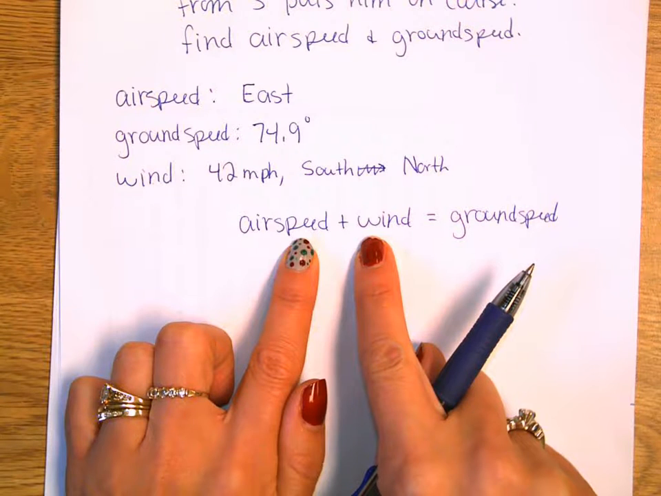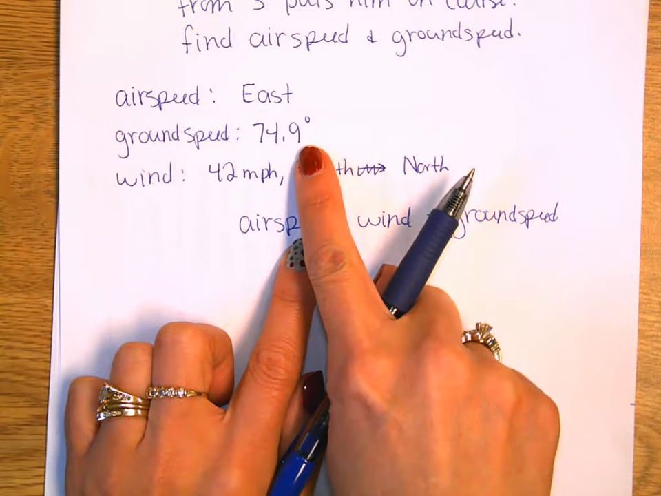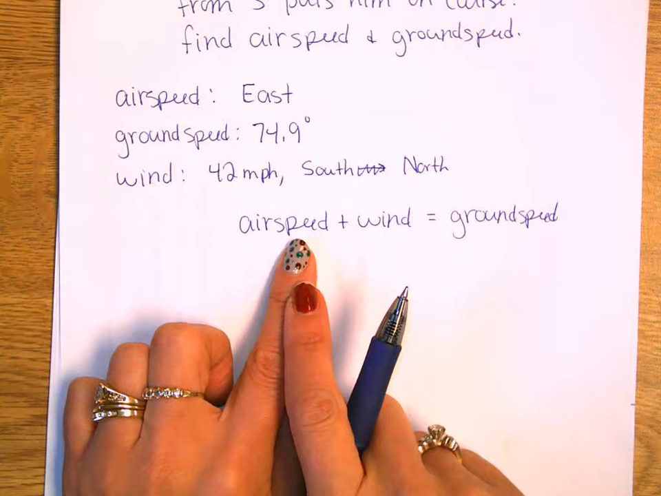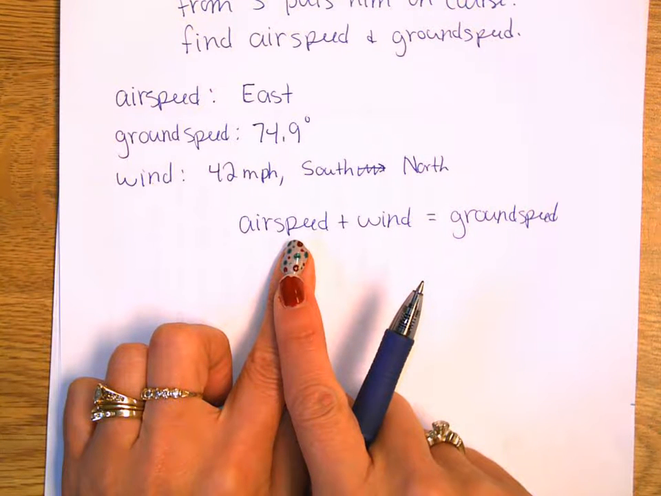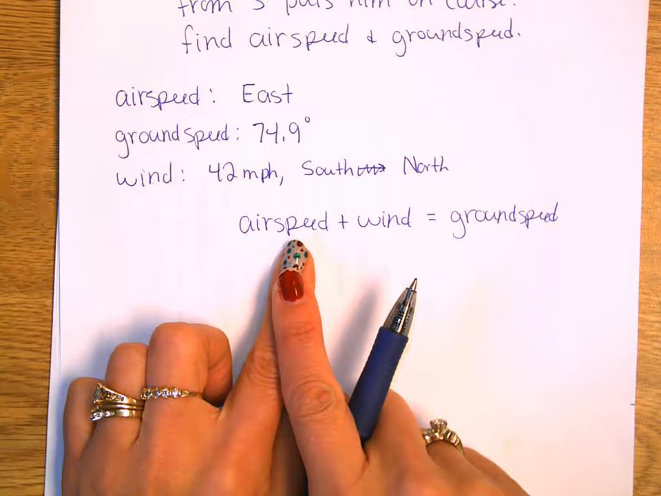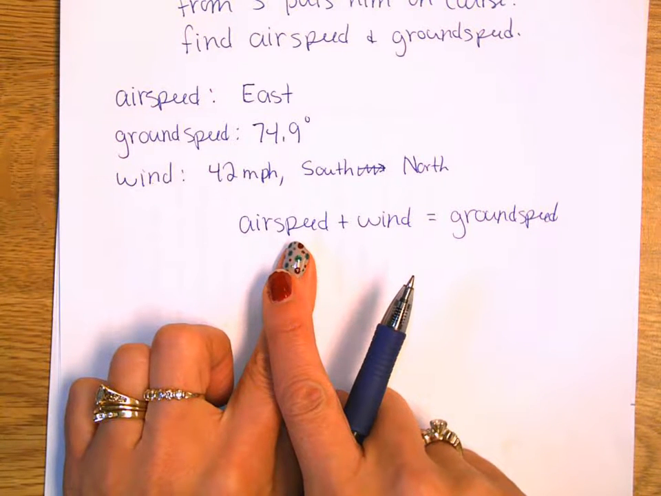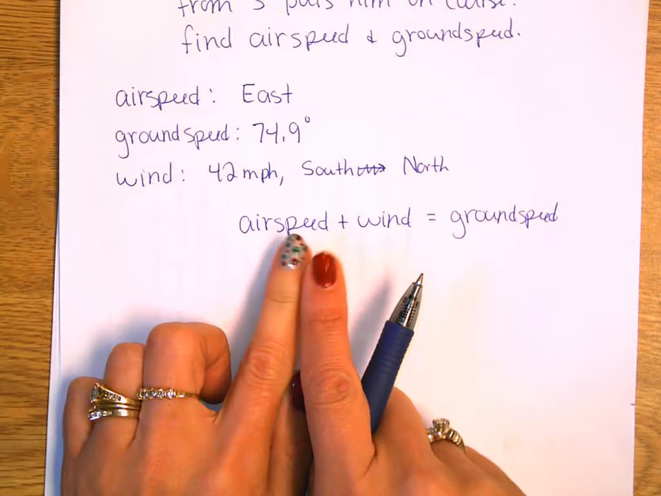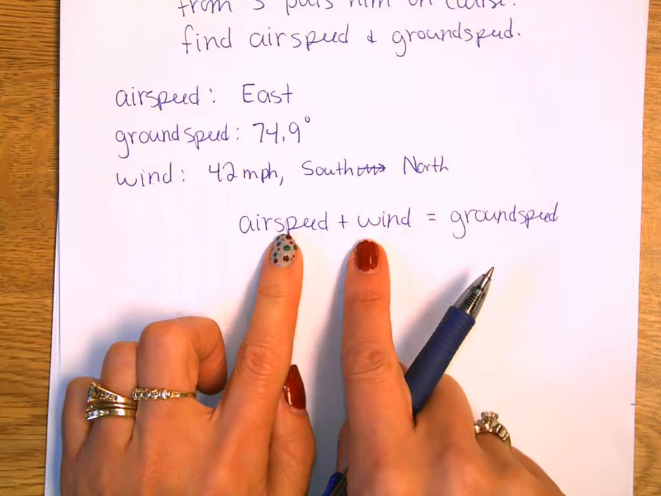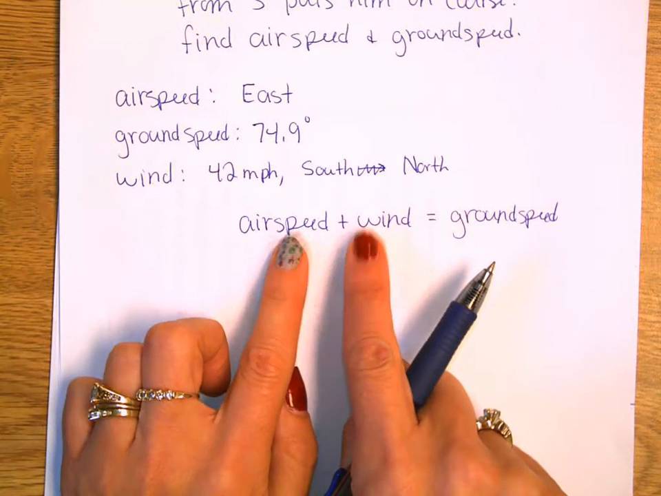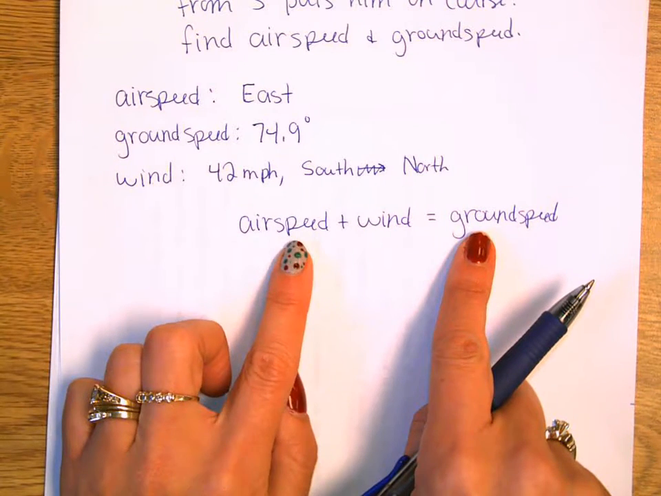Yep. So I know where the resultant's going to be. I know what direction that's going to be at. That will help me with my triangle. Since the airspeed is east, do we draw it west? No, just the wind gets corrected. It doesn't matter whether I start with airspeed or wind. I want to add these two together, and the resultant is ground speed.